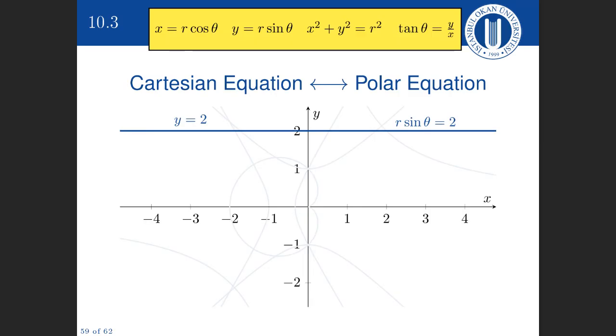Using the formulae at the top, we can also write lines or curves as either a Cartesian equation or as a polar equation.